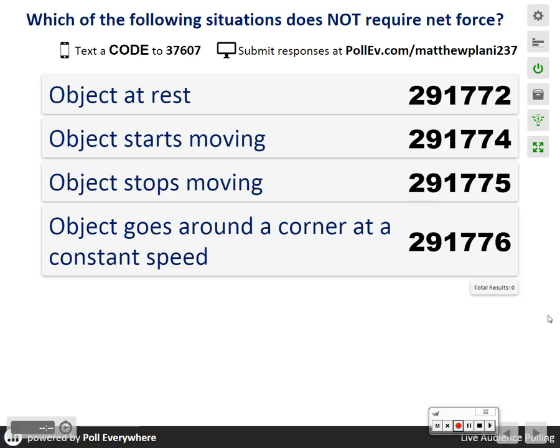Do we need to see that, or does everybody see what they're looking at? Okay. It says, which of the following situations does not require net force? Again, you're going to send a text message to 37607, and in the body of the text message, you're going to put one of these 6-digit codes. So which of the following situations does not require net force? I've received one result so far.